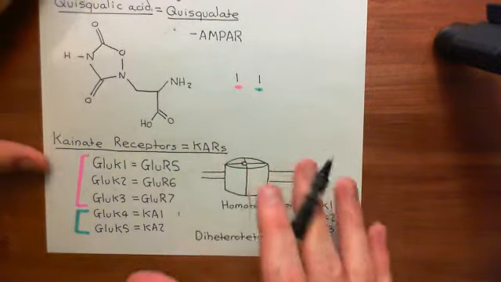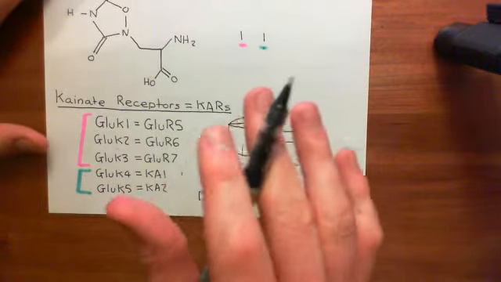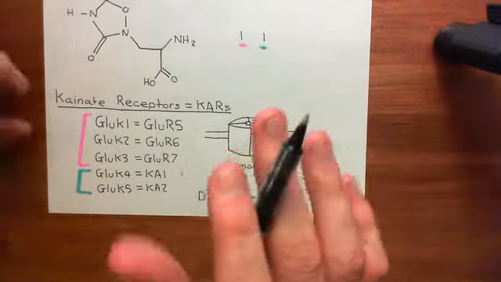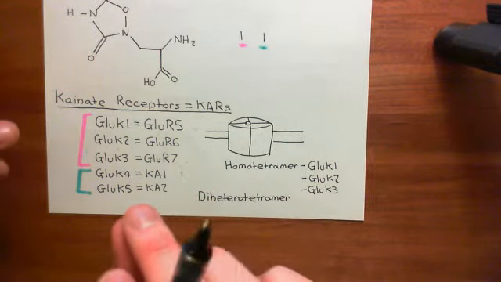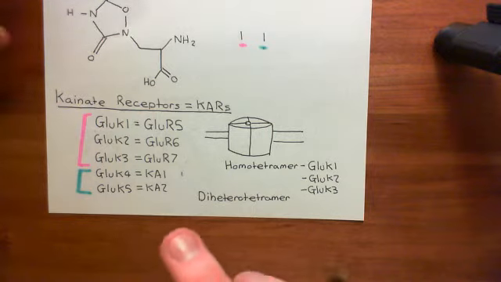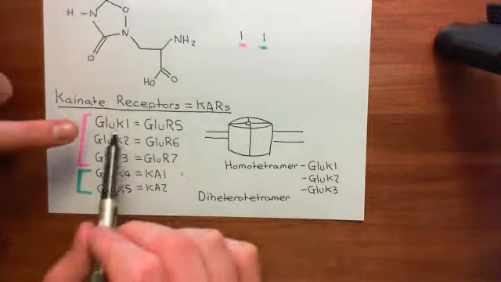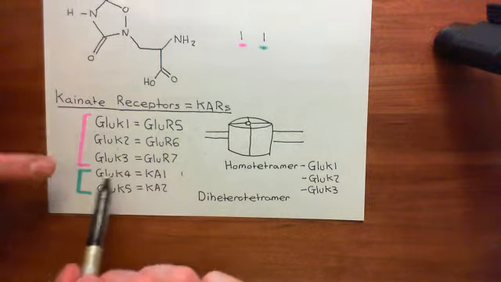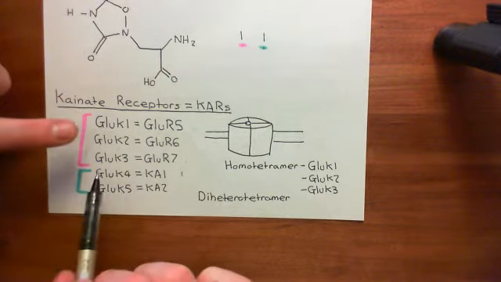Again, the stoichiometry is not known, i.e. how many of each specific subunit you have isn't known, I don't think anyway, and it's certainly not known how you orient them relative to one another. So the rules are this: you pick one of the pink ones and you pick one of the turquoise ones, and then you can build heterotetramers like that.